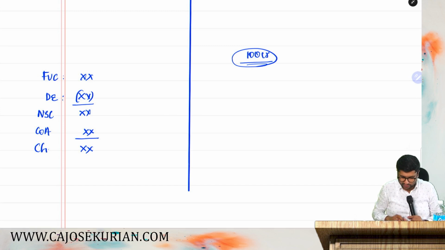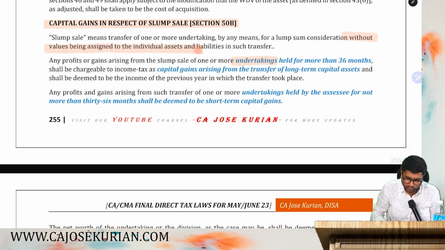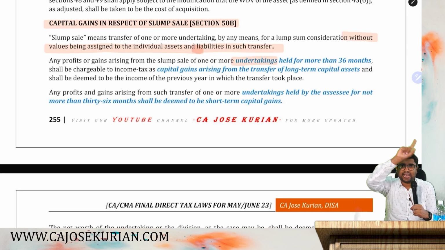So what is the definition for slump sale? You are transferring the entire undertaking without values assigned to the individual assets and liabilities, and this is called slump sale. Now listen. So this entire business is considered as a single asset.